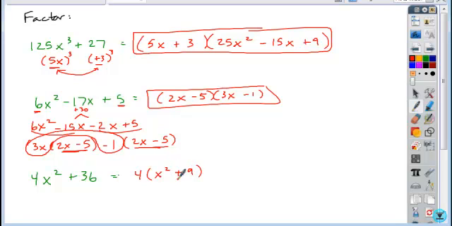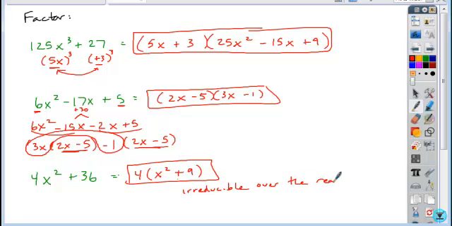Is the sum of squares one of our factoring patterns? We have difference of squares. We have sum and difference of cubes, but do we have a sum of squares? No. A sum of squares is said to be irreducible over the reals. Okay, so a squared plus b squared has no specific factors.